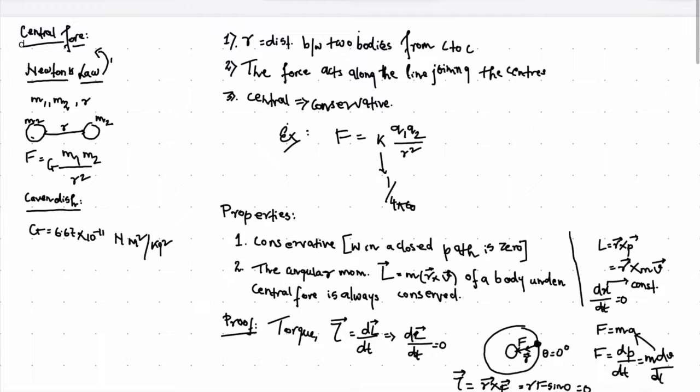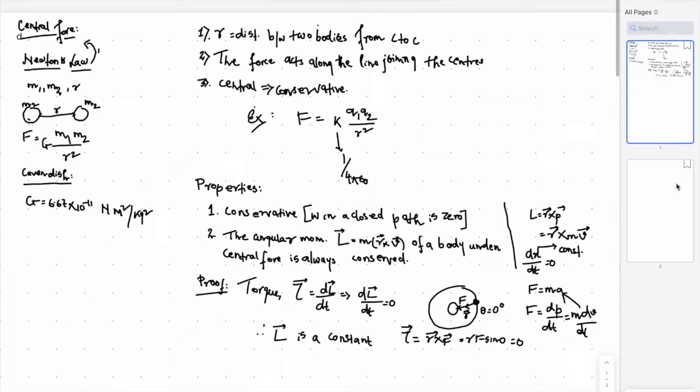But from calculus, we know that if the differentiation of a quantity is 0, that quantity is a constant, because differentiation of a constant quantity is 0, right? Hence, it's a very small proof that L is a constant. That is important when we are talking about the central force. Angular momentum is always conserved, and this is important. We have also seen this before as well.